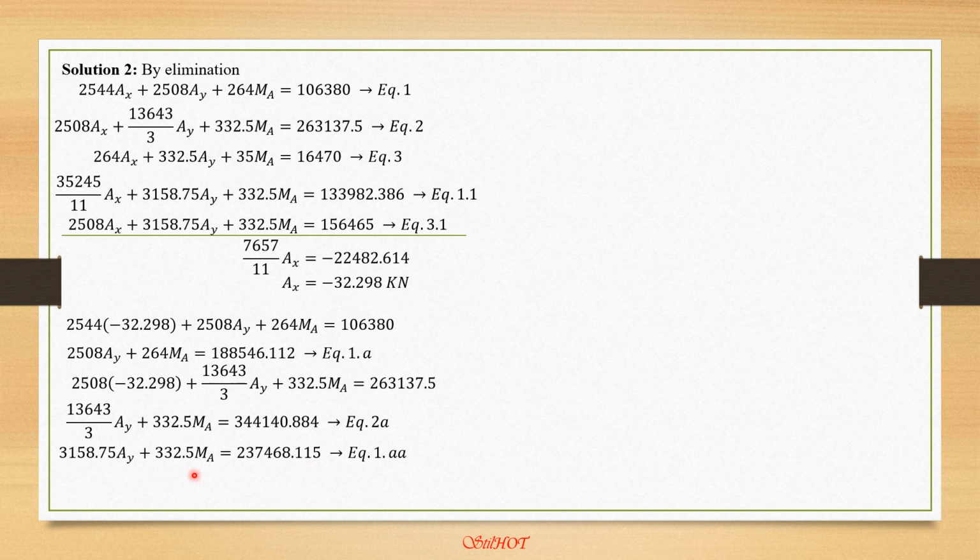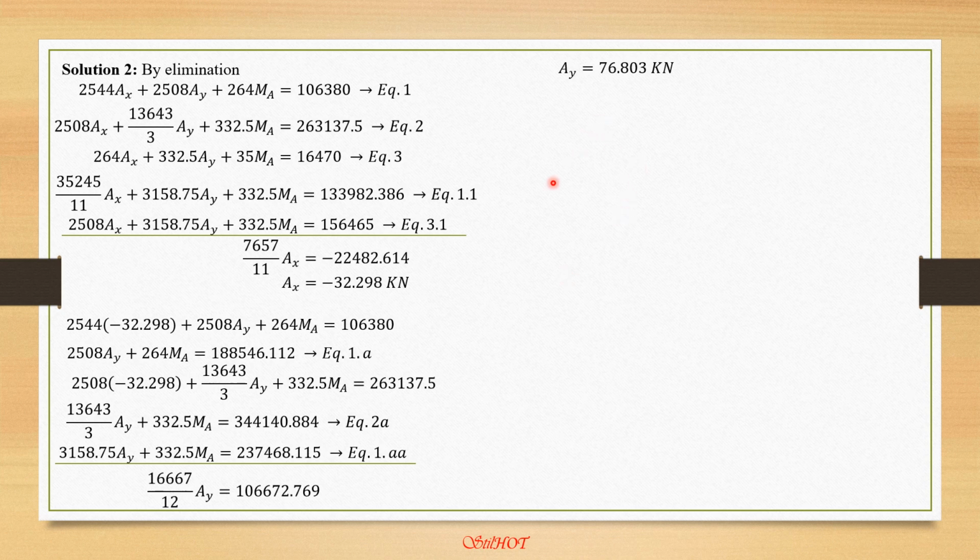So we can now eliminate MA from equations 2A and 1AA by subtracting equation 1AA from equation 2A. So we can solve AY. So 13,643 over 3 AY minus 3158.75 AY is 16667 over 12 AY. Then 344140.884 minus 237,468.115 is 106,672.769. So AY therefore is 12 times 106,672.769 over 16,667. So AY can now be solved: 76.803 kilonewtons.